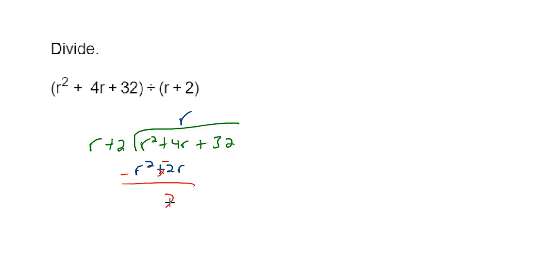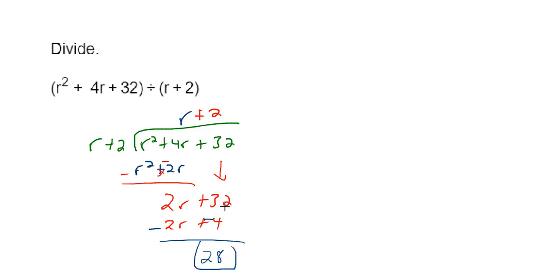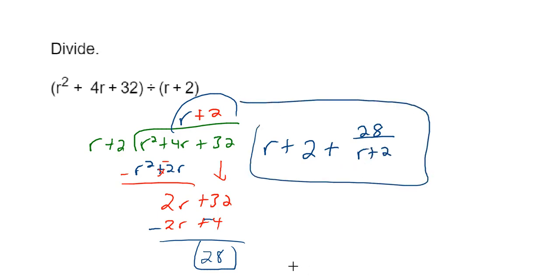And then combine like terms, we'll get 2r. Bring the next term down. Repeat the process. What do I multiply to r to get 2r? I multiply by 2. 2 times r will give me 2r. 2 times 2 is going to give me 4. Don't forget this very important step of subtracting. The highest power of r cancels out. 32 minus 4 is going to give me 28. So 28 is my remainder. R plus 2 is my quotient. I can write this as r plus 2 plus the remainder, which is 28, over the divisor, which is r plus 2. All right, and so that would be the final answer there.